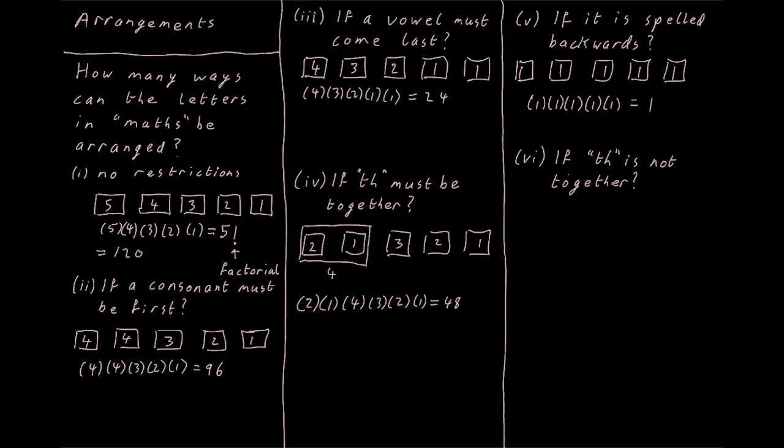So to find out all of the ways that T and H are not together, I have my total number of ways of organizing these things. And if I get rid of all of the times that T and H are together, then I'd have to be left with all of the times that they're not together. Because they're either together or they're not. So if I remove all the times they're together, I have to be left with all the times that they're not together.